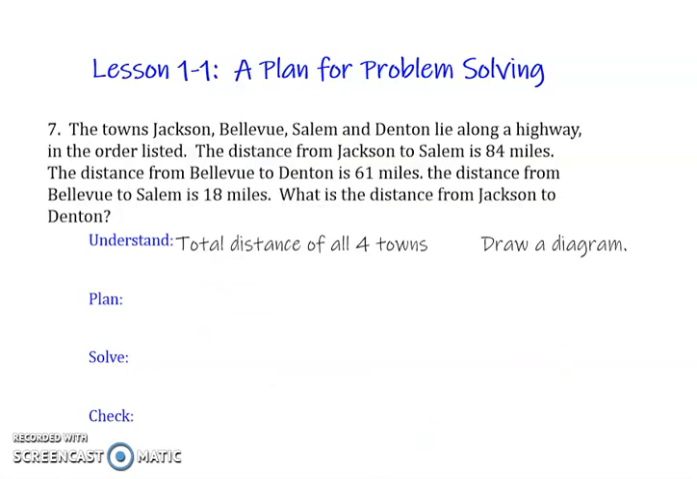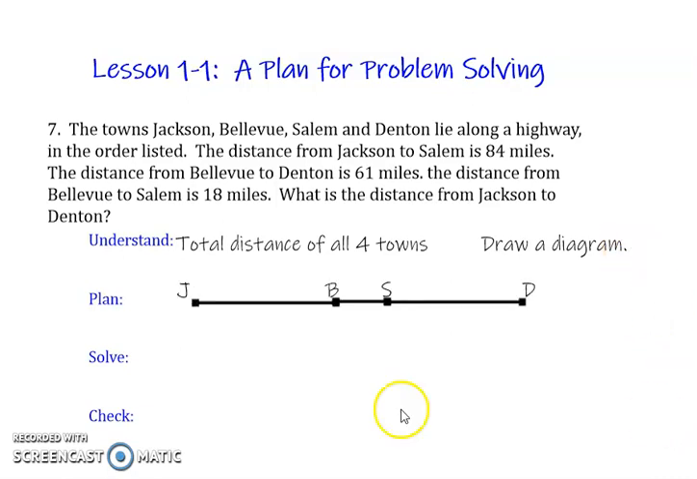Okay. Now, here we've got another one. This is problem number 7 of your homework. The towns Jackson, Bellevue, Salem, Denton lie along a highway in the order listed. The distance from Jackson to Salem is 84 miles. The distance from Bellevue to Denton is 61 miles. The distance from Bellevue to Salem is 18 miles. What is the distance from Jackson to Denton? Oh, goodness. You see all these towns and all of these different distances, and that becomes kind of mind-boggling. So I recommend you draw a diagram.